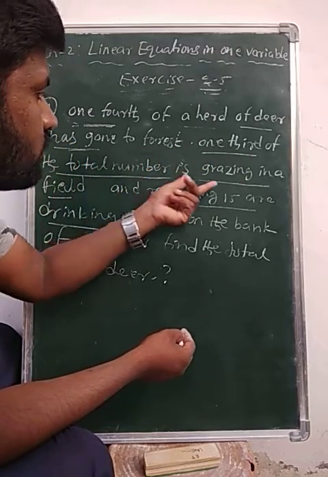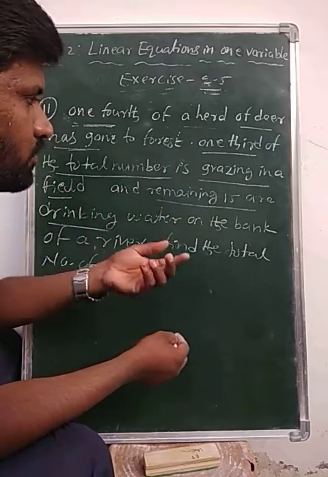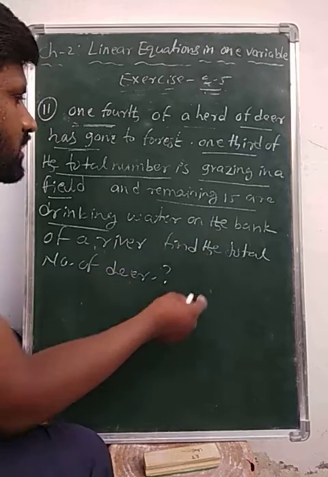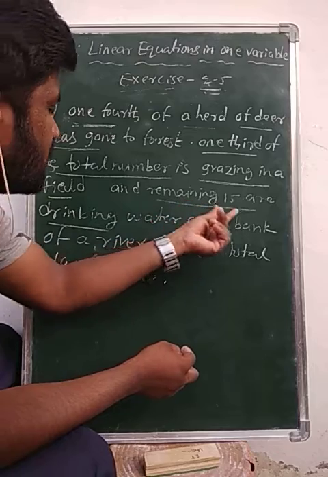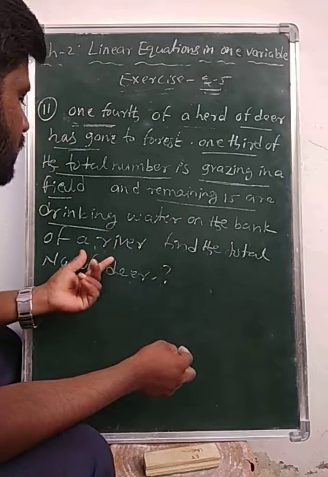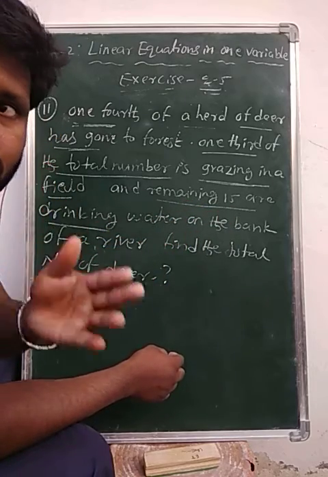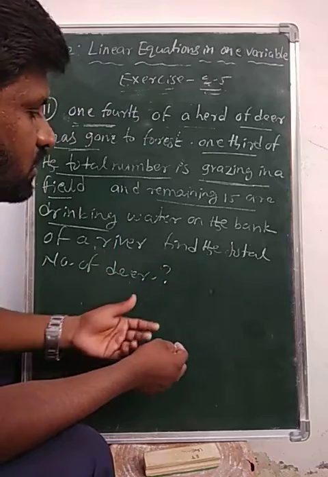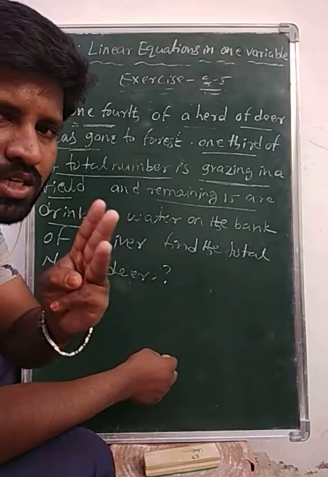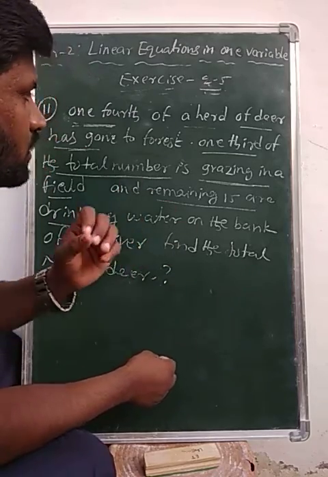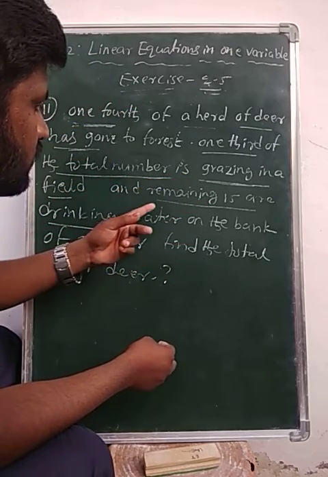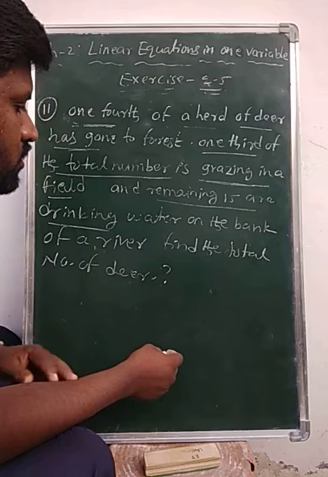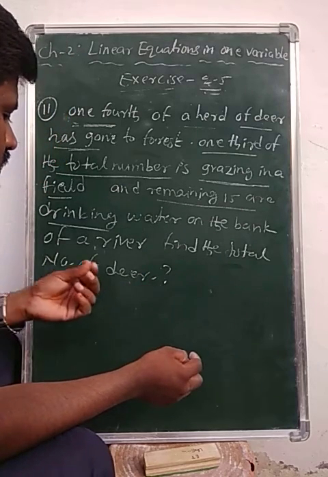Usually grazing means eating, right. And the remaining 15 are drinking water on the bank of a river. Okay, somewhere they drink water, like a pond. So here he has given three hints. One is went to forest, one is grazing in a field, and 15 remaining are drinking water. So what is the total number of deers?